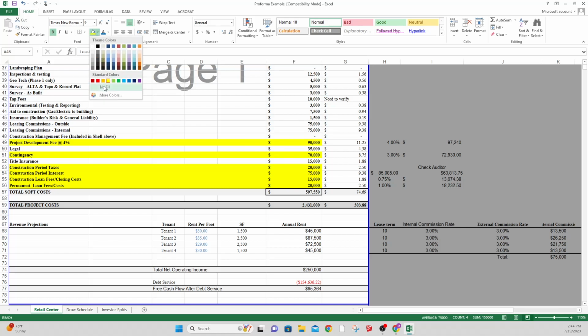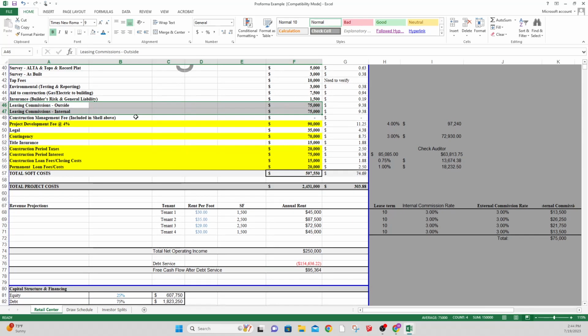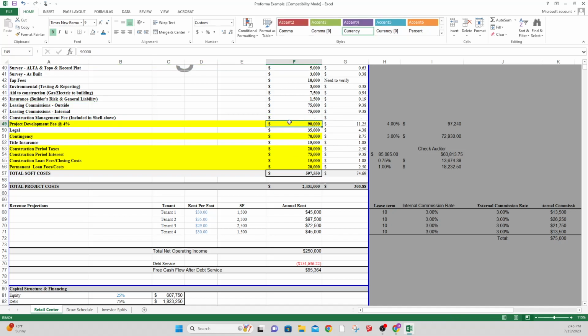I'm going to take off the yellow just as we kind of covered it. Now, project development fee. When it comes to this, it becomes a little bit more complicated in the way that the math actually works. So for the way this is, it's typically 4% of the total project costs. However, if you look at it, it will end up being an iterative function. So this number, this 90,000 that I've plugged in here, is a part of the total soft costs, which is a part of the total project costs, and 4% of the total project costs.